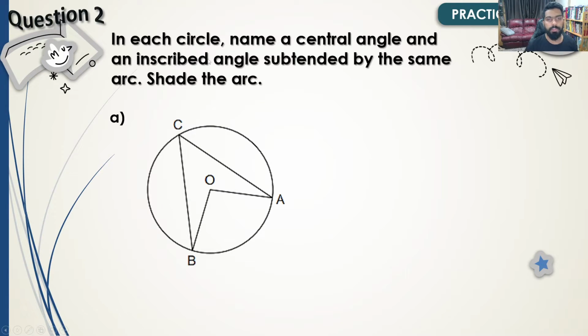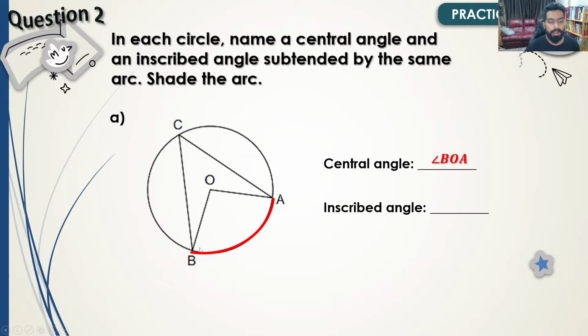Question 2. Name a central angle and inscribed angle subtended by the same arc. Shade the arc. All right, so let's go ahead and shade the arc, which is right here. So this one will be our arc. Now the central angle will of course start from here, touch the center and come back to here, and it can be vice versa, right? So the central angle will be BOA, or it can also be AOB.